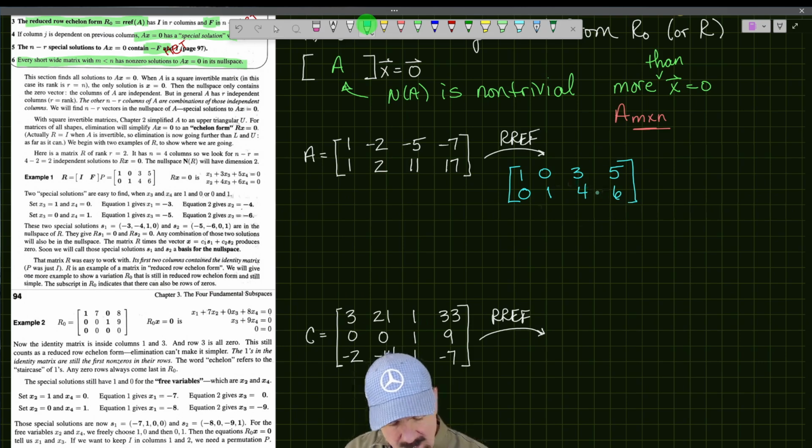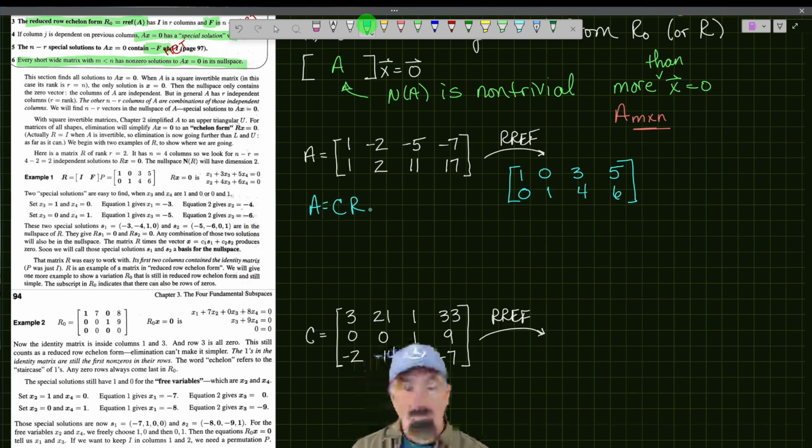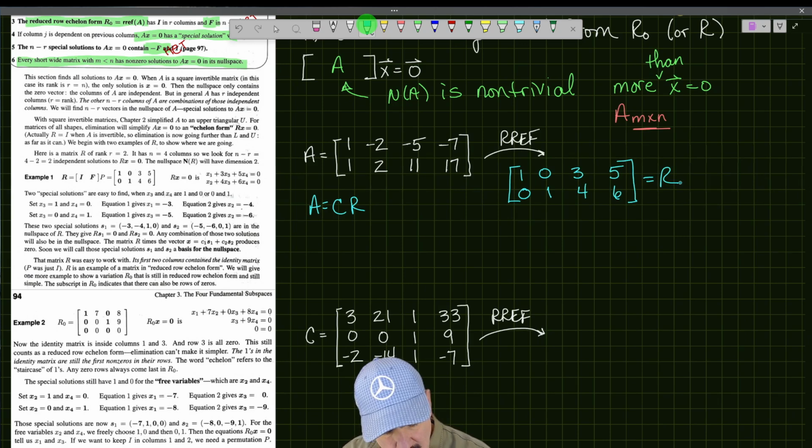So here we have the R matrix. If we think about A as the decomposition C times R, remember the C matrix is a matrix that contains the linearly independent columns of A.